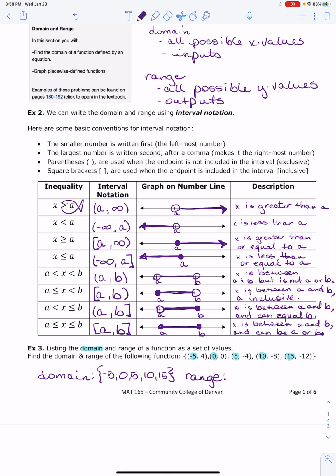Range. It's going to be the set of all our y values. I am going to go ahead and try to put those in numerical order. So -12, -8, -4, 0, and 4. Page 1, domain and range.